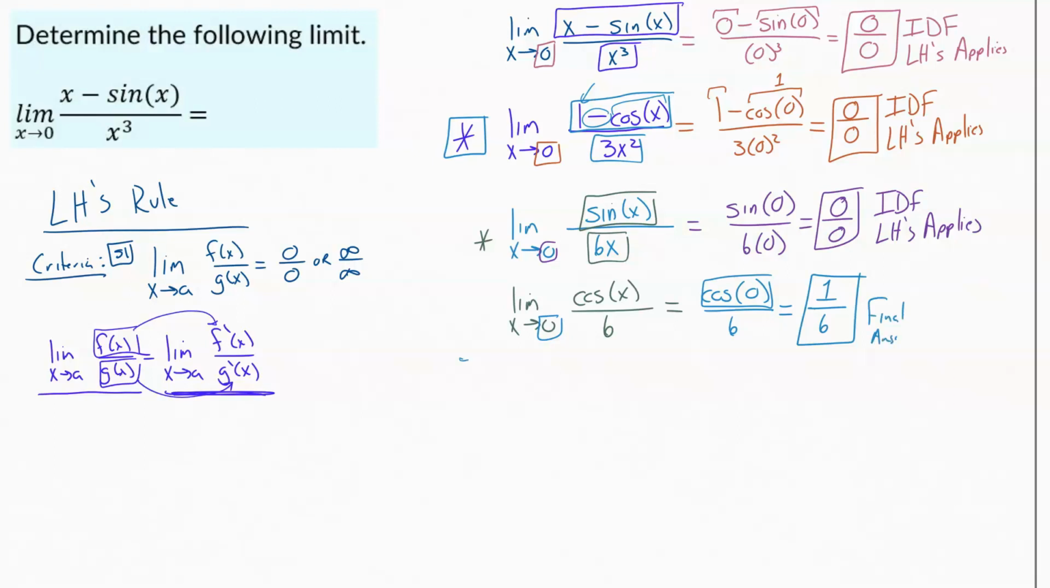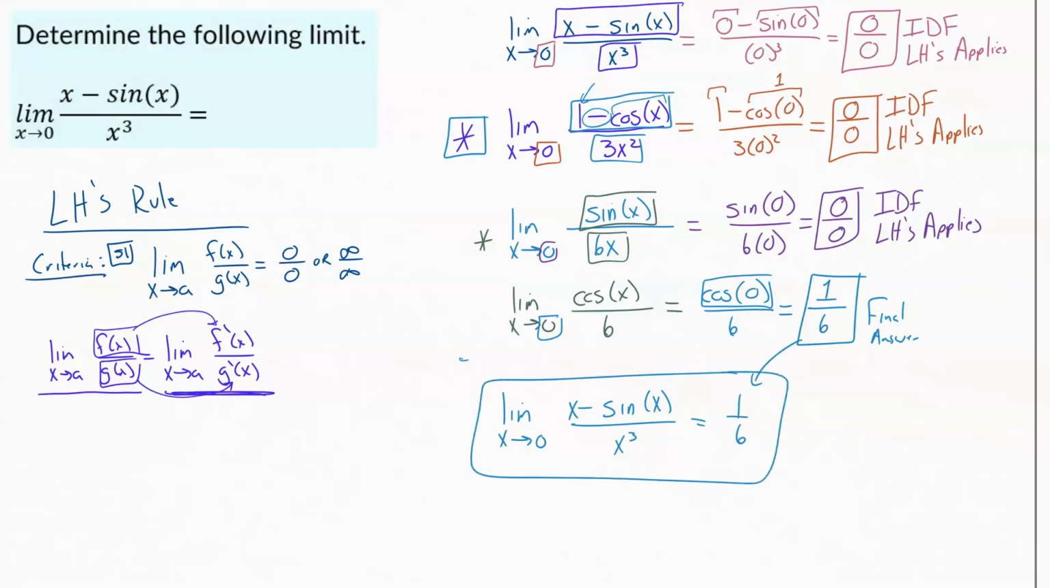So after doing all of that work, we now know that the limit we started with, the limit as x approaches 0 of x minus the sine of x, all of that over x to the third, equals 1/6. And we got there by applying L'Hopital's rule 1, 2, 3 times. Sometimes you got to do it a few times before you get to that final answer.